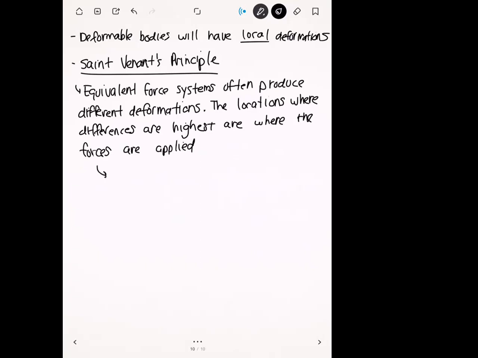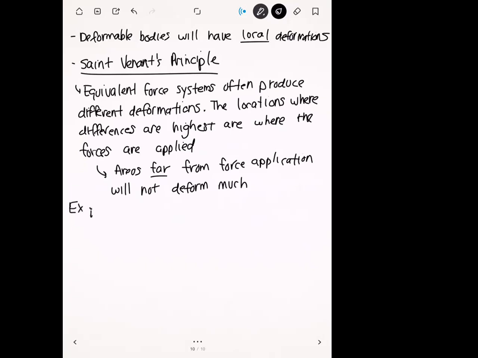Okay. And so conversely, if you look at a region on your object that's far away from where the force is being applied, you can reasonably assume that area won't really deform that much. Okay. And so that's a lot of words, and so let's illustrate that with an example.